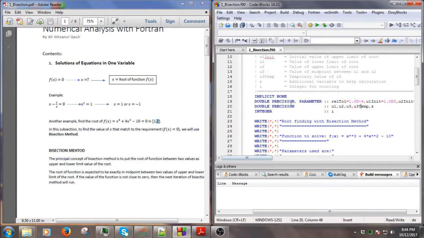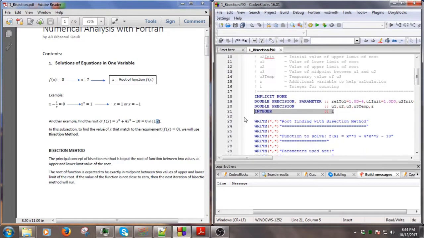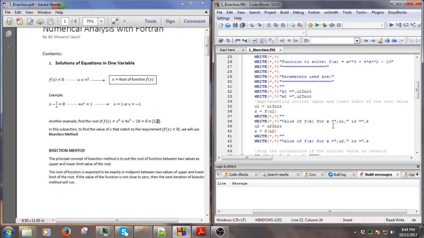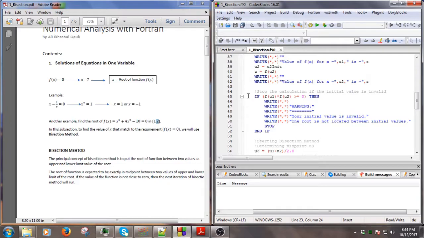So the next is the variables we use in the calculation, and we also introduce the integer. So the first part is simply writing the introduction here, the root finding with bisection and so on, and after that approximating the initial value of the upper and lower bound, or lower limit, of the function, and the first step is simply to check whether the bound we use is correct or not.